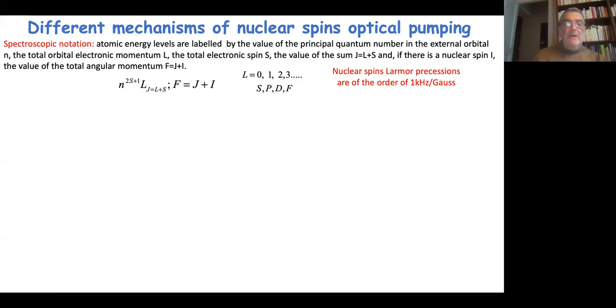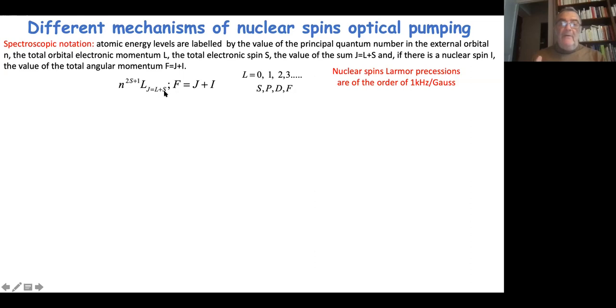I just remind you here the spectroscopic notation. When you want to qualify an energy level, you have the principal quantum number n, you have S, which describes the total electronic spin, 2S plus 1 measures the spin degeneracy, L, which can take the value 0, 1, 2, 3, 4, is the orbital momentum of the electrons. And then you combine L and S to get the total angular momentum, which is L plus S.